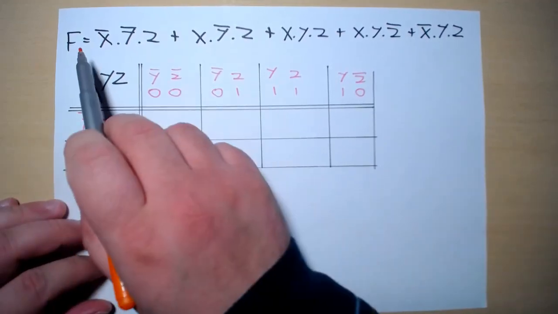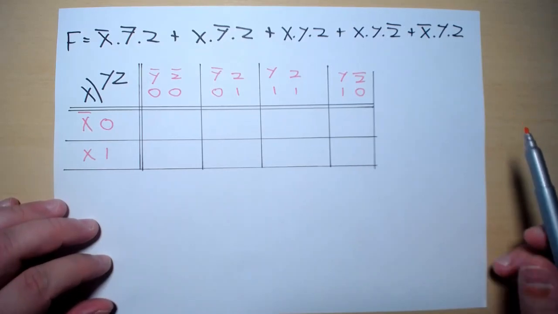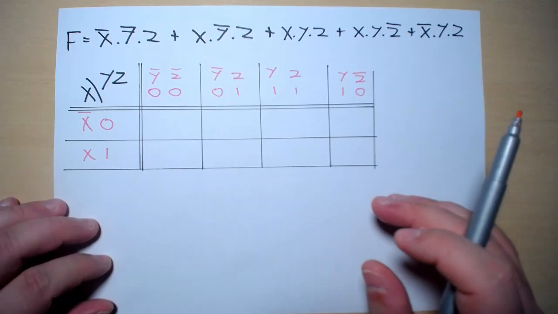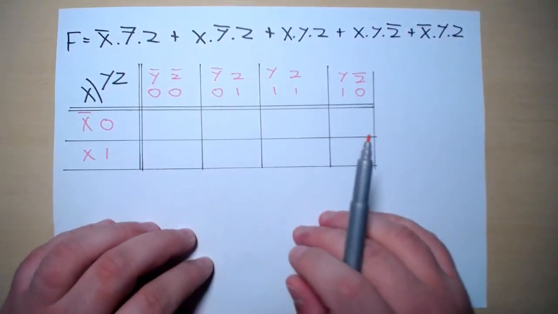In this video, I am going to minimize this Boolean expression using a Karnaugh map. The Karnaugh map is already created here, as I have already explained in my previous video. So I am going to populate the Karnaugh map.